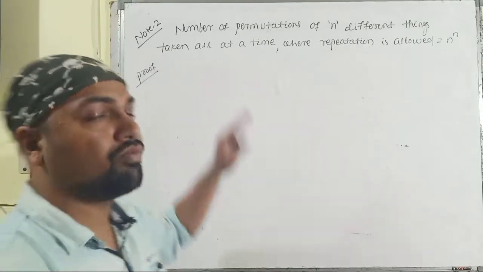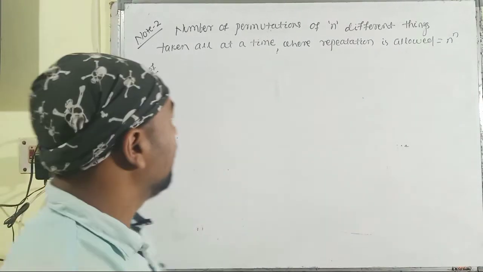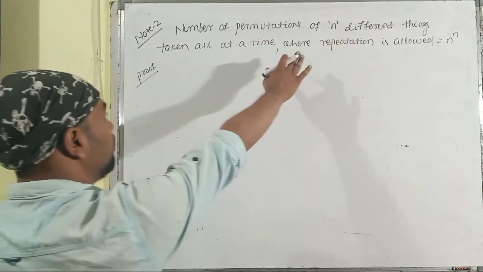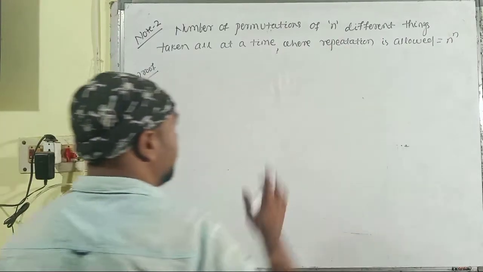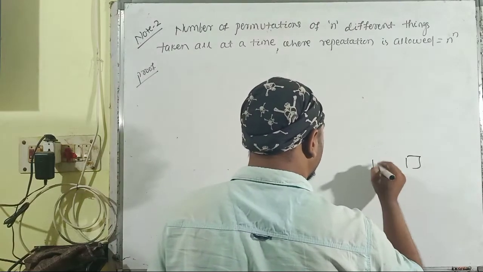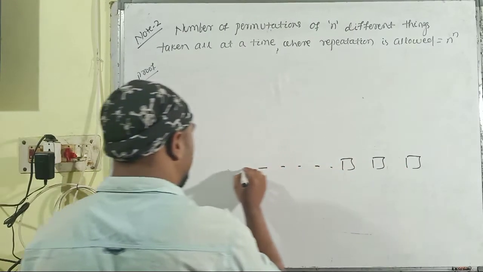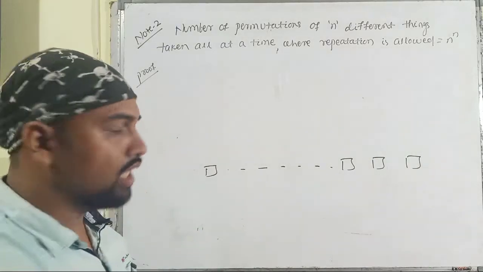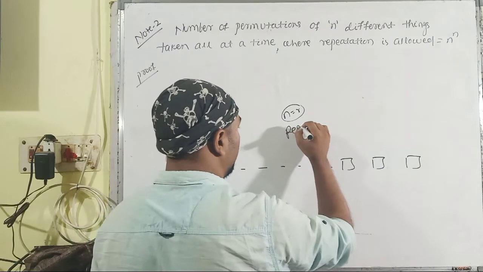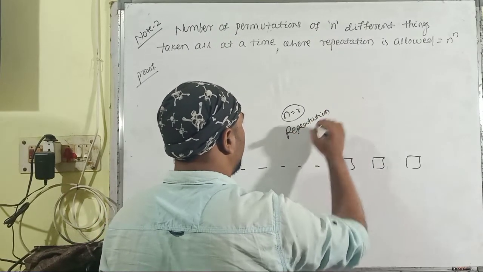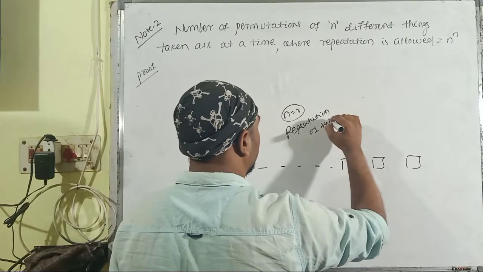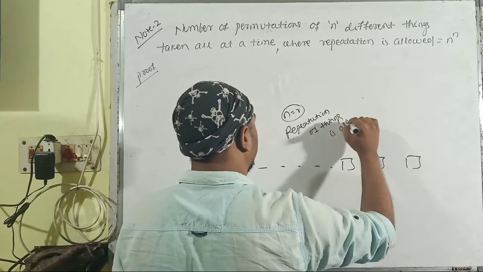So here it is the last part of this current video session on the permutation topic, and here we have to show that the number of permutations of n different things taken all at a time where repetition is allowed is equal to n to the power n. So there are n number of objects as well as n number of places, and here n is equal to r. But here repetition is allowed. Repetition of objects, or you can say things, is allowed.